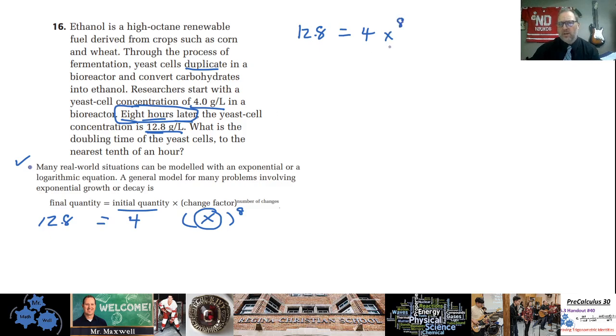And I'm just trying to find out what this change factor is. Step 1. Okay, divided by 4, this is, I believe, 3.2 now, and this is x to the 8. And if I take the 8th root of this, I believe it's 1.15 something. Okay, I'll have to look back because I did do this.